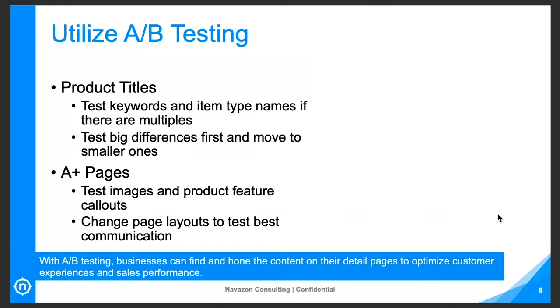When you're testing product titles, when you're A/B testing, whether it's product titles or A+ pages, it's important that you're testing big differences and all ones. So like we were saying earlier, test a short title and then test a long tail title with a lot of keywords stuffed into it.